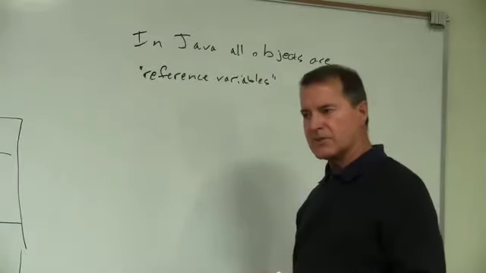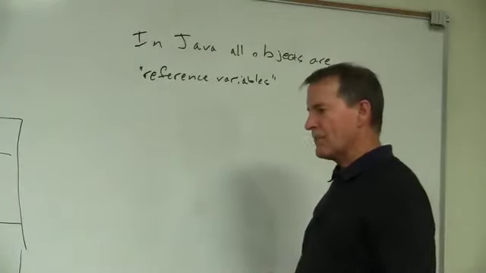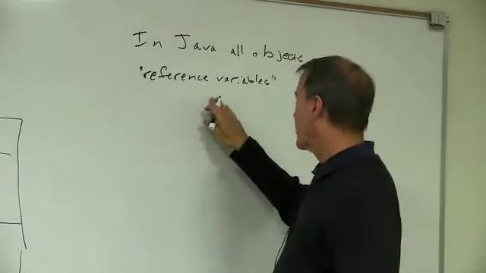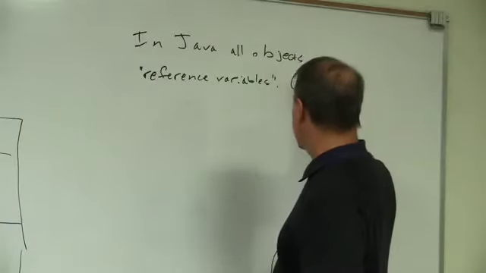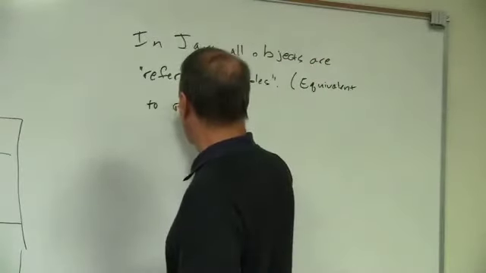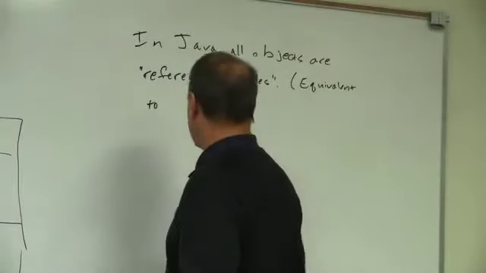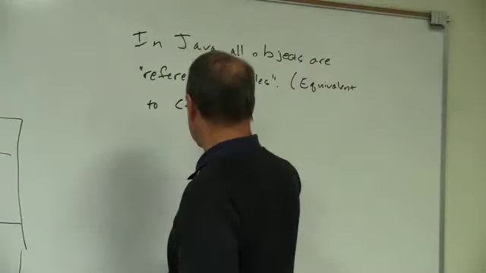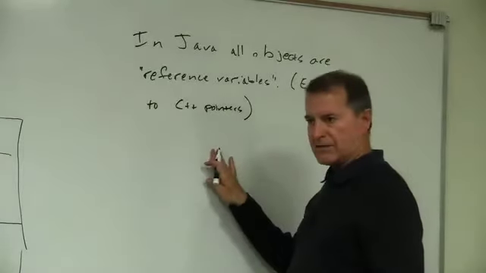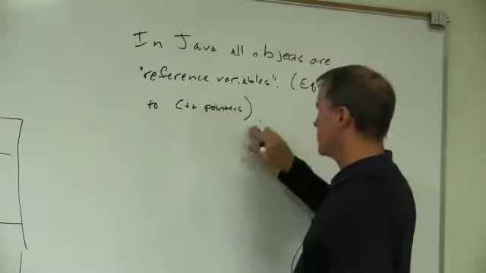Because you guys have all learned C++ before, and those of you who are in paradigms have probably heard this before: in Java, there are no pointer types. On the other hand, everything is a pointer. These are equivalent to C++ pointers. There is no pointer type. Is everybody with me on that? Okay? So in Java, all objects are reference variables. In other words, they are equivalent to C++ pointers.